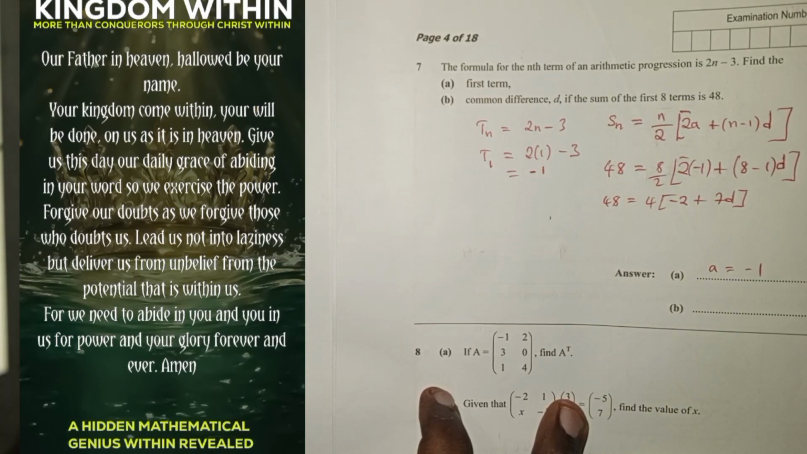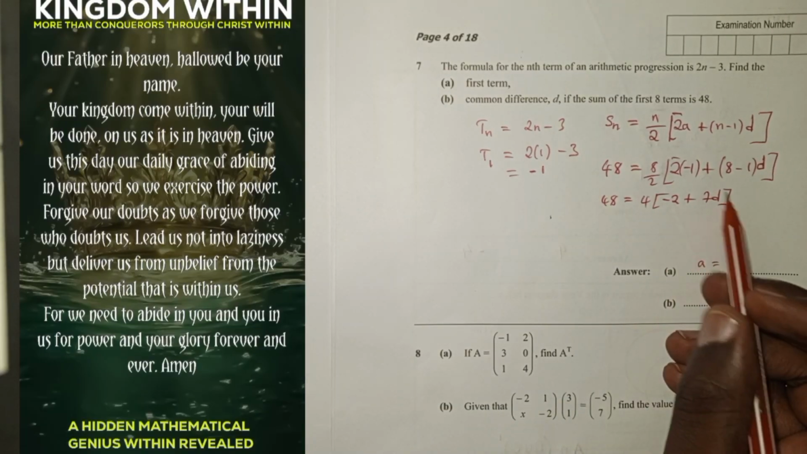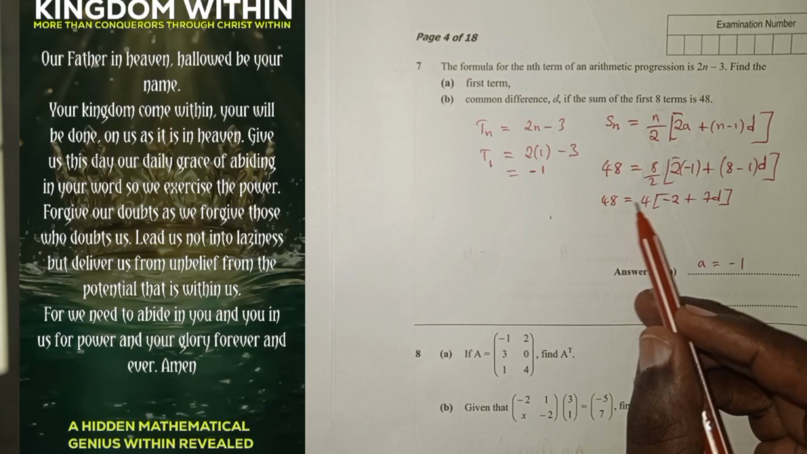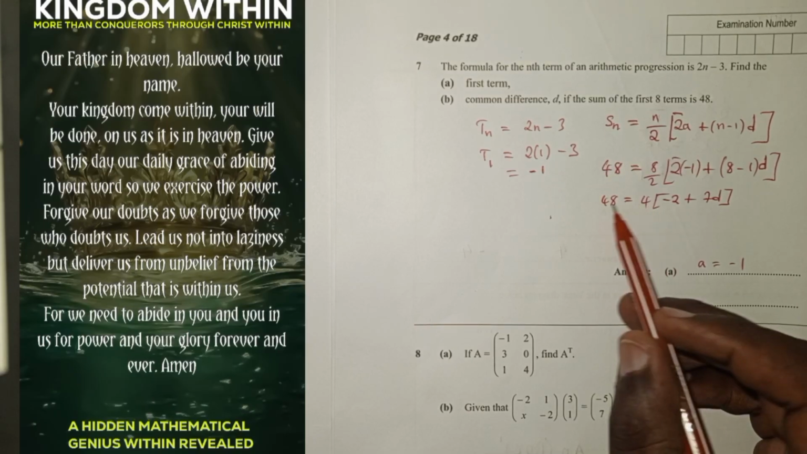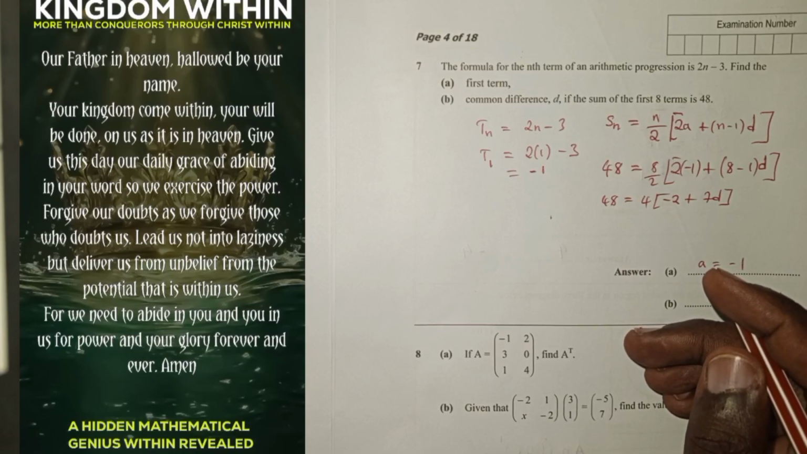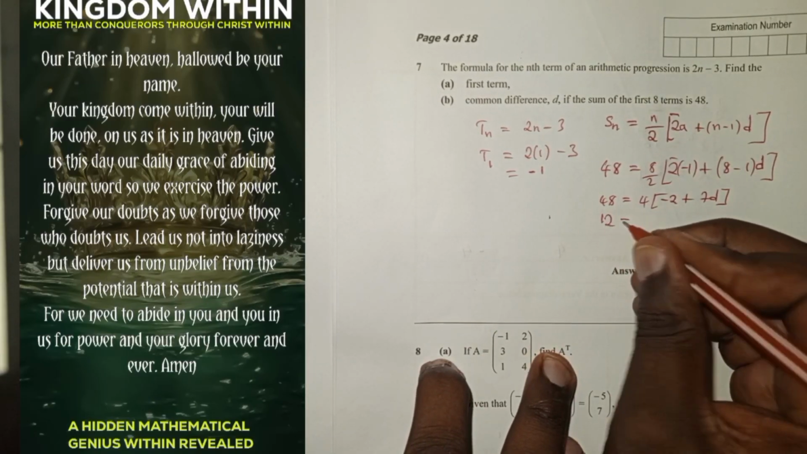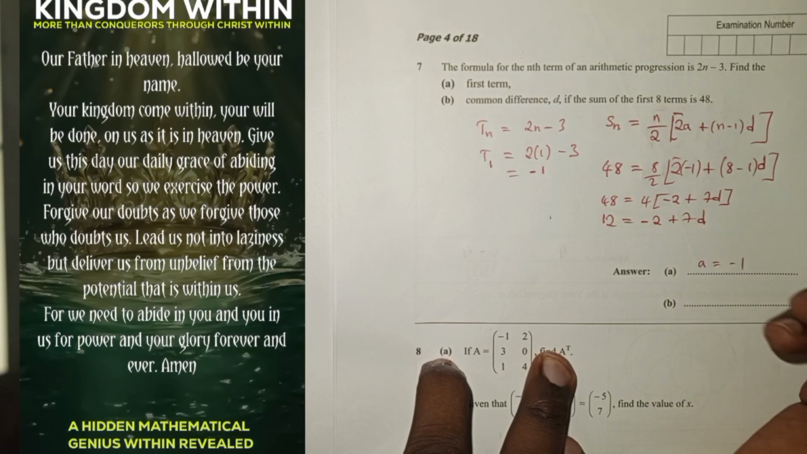Okay, then we can see that here there is a product. 4 should multiply what is in the brackets here, and again we can see that 4 can go in 48, so it's just a matter of dividing 4 in 48. So how many times can 4 go in 48? That is 12. So we get 12 is equal to minus 2 plus 7d.